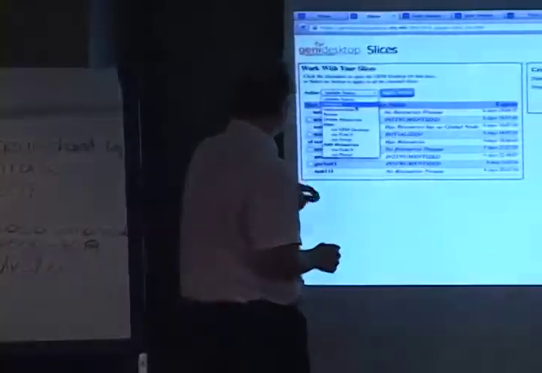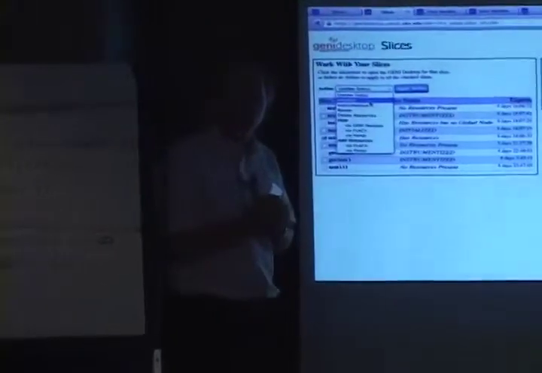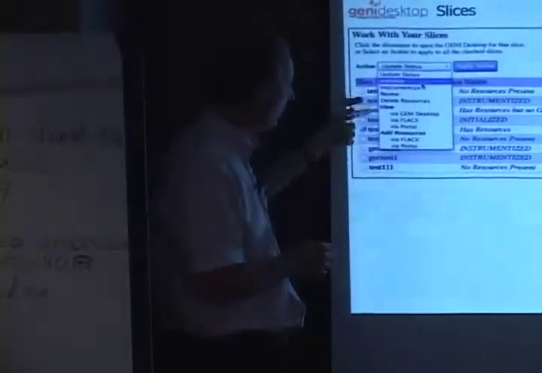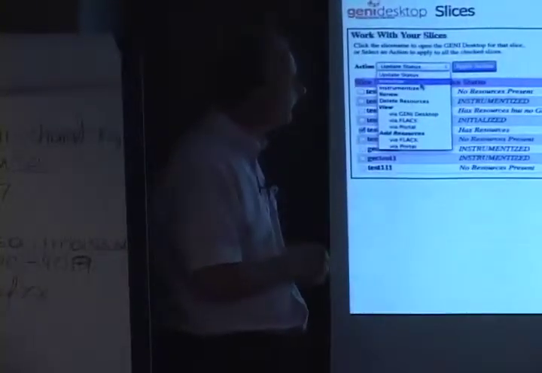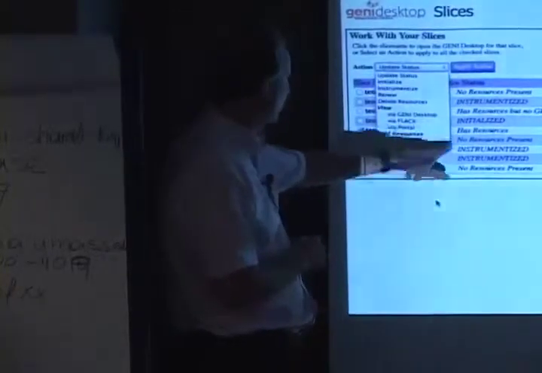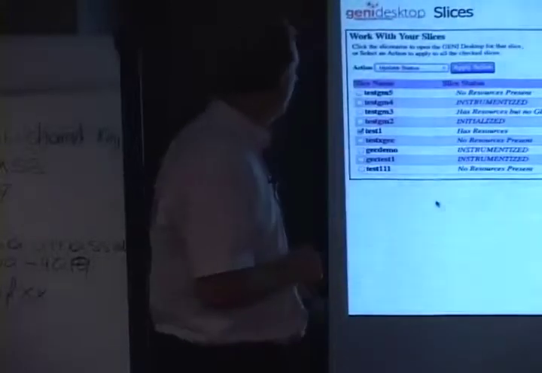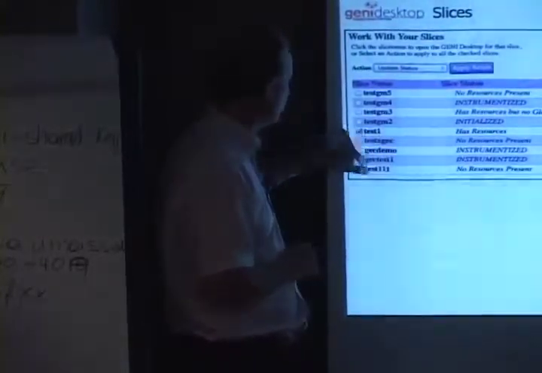So these are two operations. It says initialize here or instrumentize. These are operations that you can select, and you can apply them to any of the slices that you have checked off here on the left-hand side. So we have a couple slices here. One that has been created, it says it has resources but has not yet been initialized. So Wesley has checked this one here.